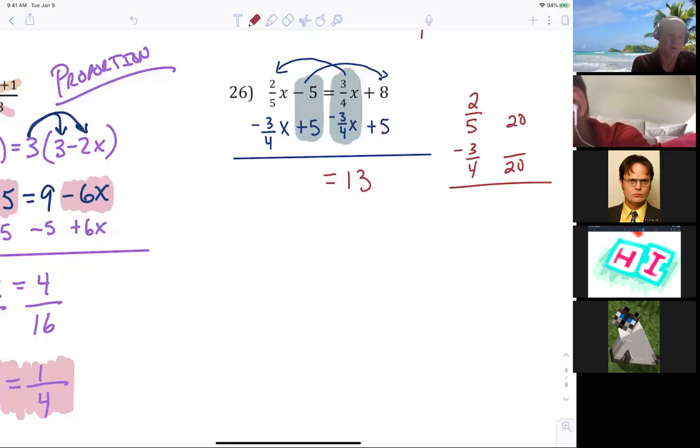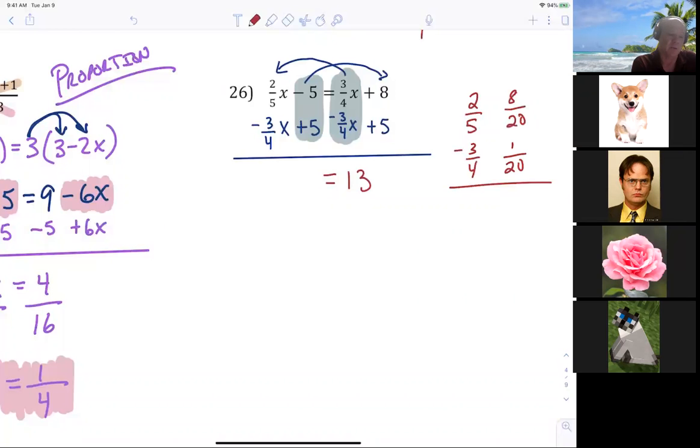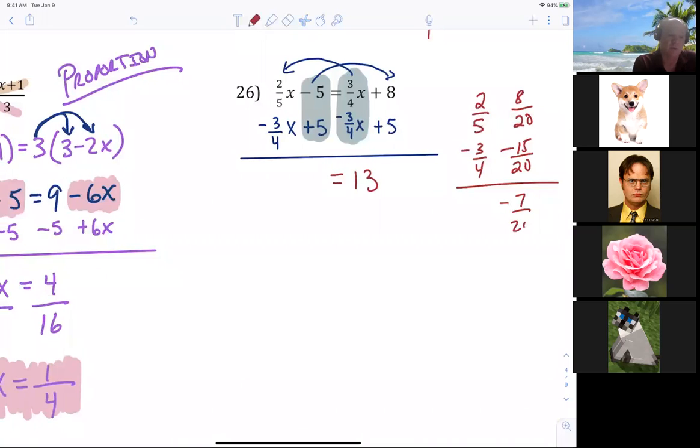20. So the first fraction, how many 20ths is that? The top fraction, how many 20ths is that? 8. 8, thank you. And the bottom fraction, how many 20ths? 15. That is correct. So I'm now just doing 8 20ths minus 15 20ths. Everybody okay with that? So that's negative 7 20ths. All right, so this is negative 7 20ths x.